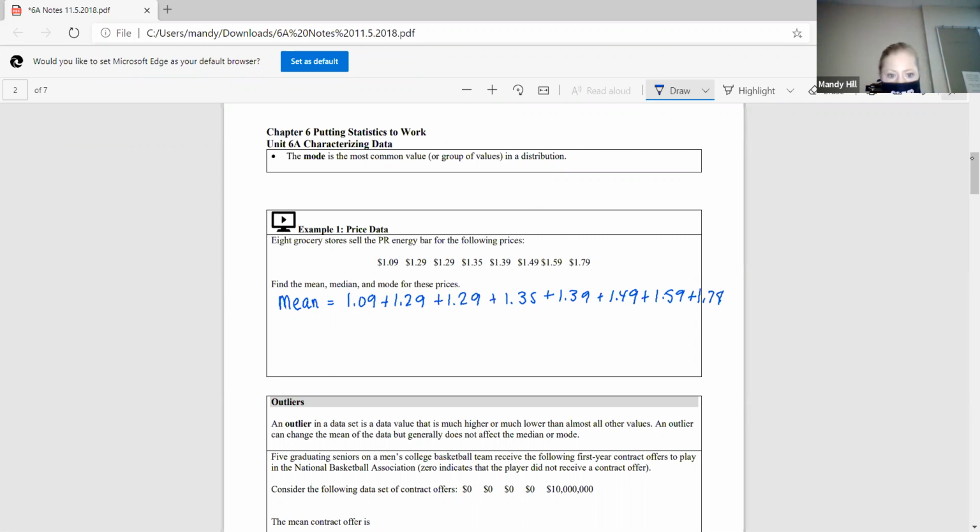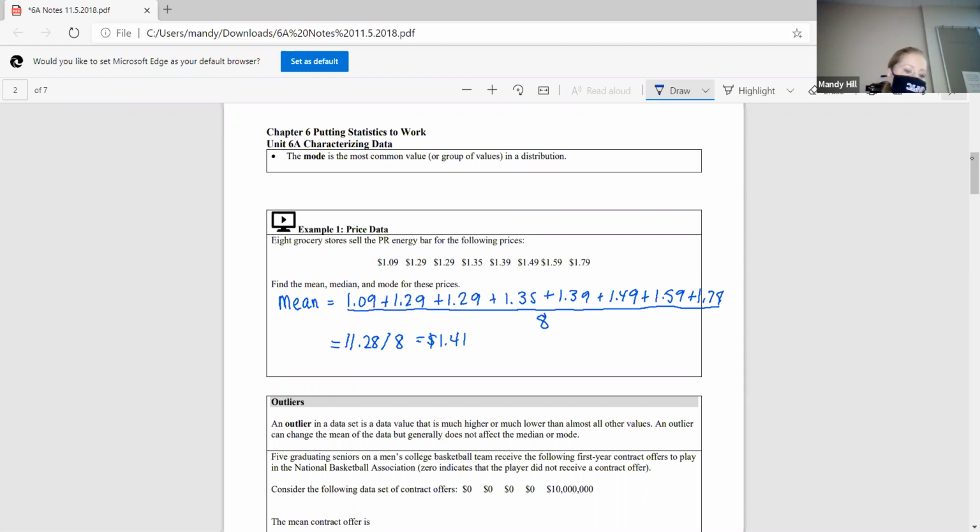Okay, yes, because there's 8 numbers here, so we would divide by 8. It's really smart if you're doing this by hand to total up the top before you hit divided by 8, so that you make sure that you're really dividing the whole thing by 8, not just this last number. So $11.28 divided by 8 gets me $1.41. Okay, so that's the mean, $1.41.